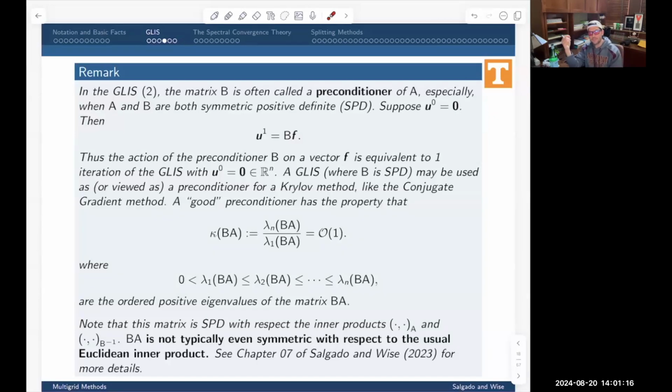It's like finding a needle in a haystack. So I'm going to teach you how to find good preconditioners in this course. That's another thing we're going to talk about.